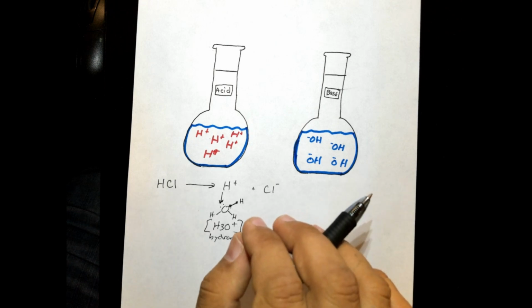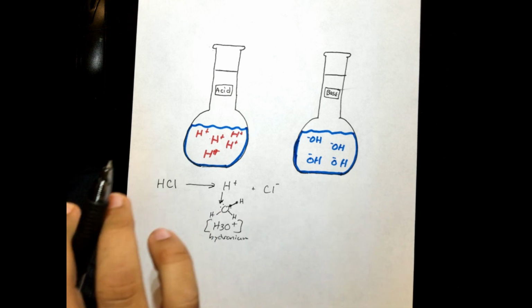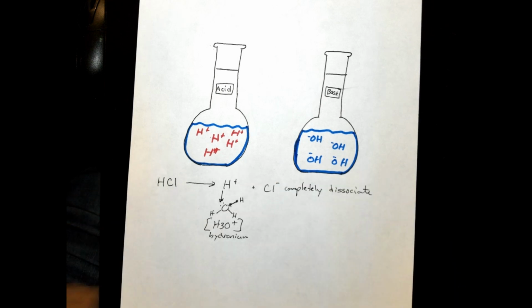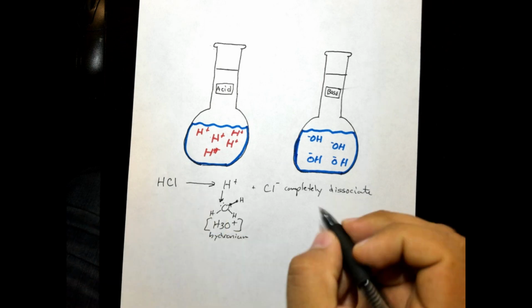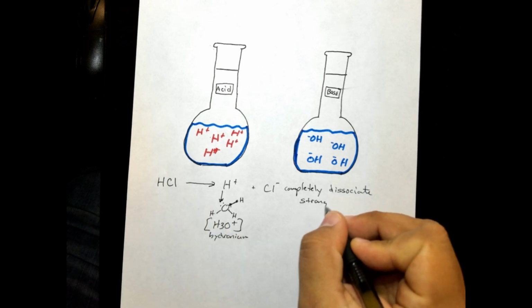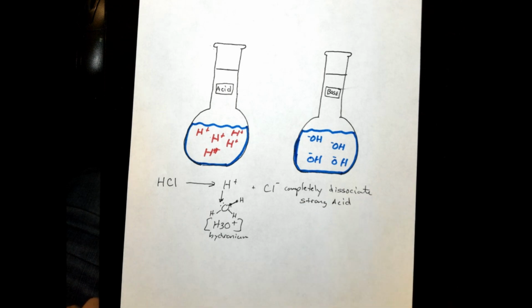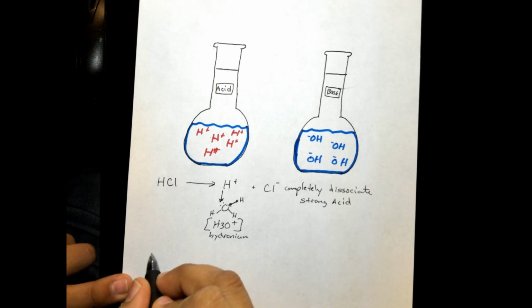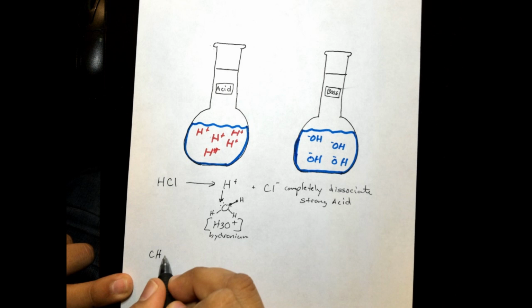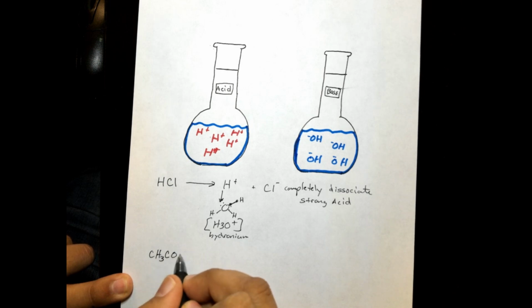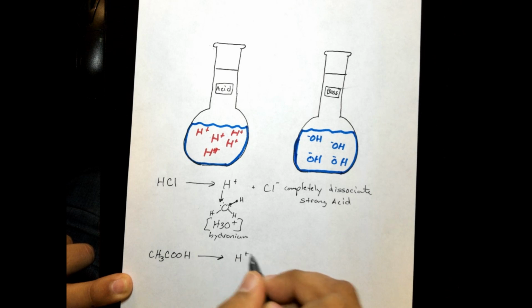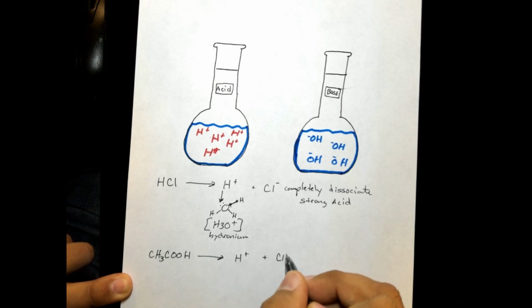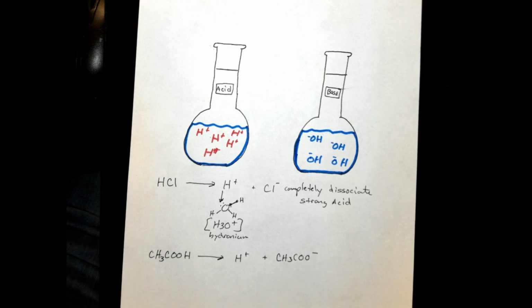Now, if a compound completely dissociates, right? If it completely dissociates and you get all the H pluses in solution, we're going to call that a strong acid. Now, let me give you another example here. Let's say we took this guy, CH3COOH. Now, when I dump this guy in water, we get H plus and CH3COO negative. So this is what we get here.